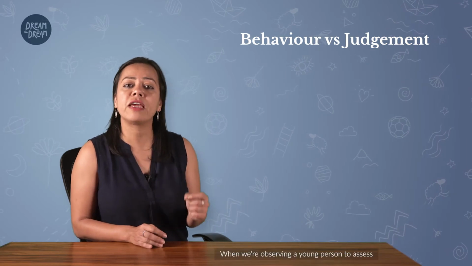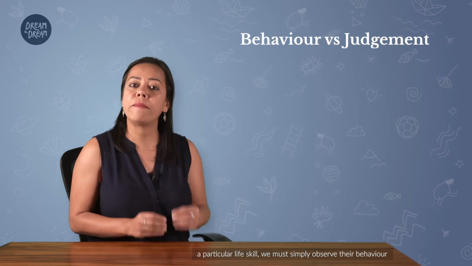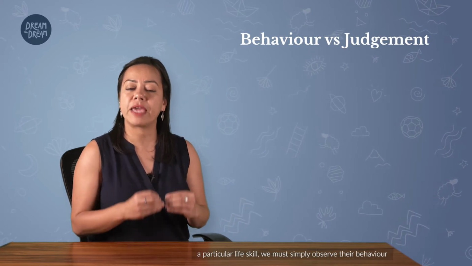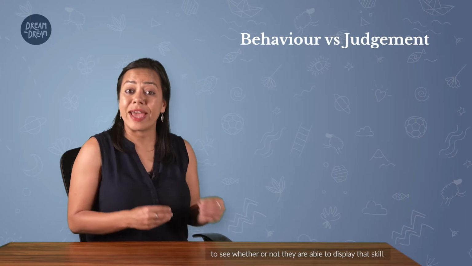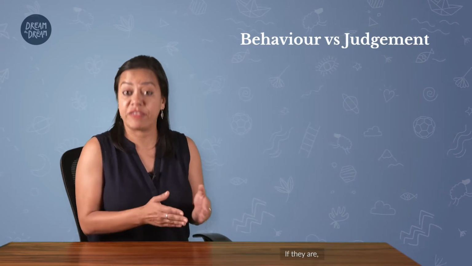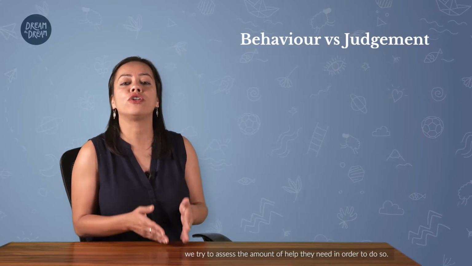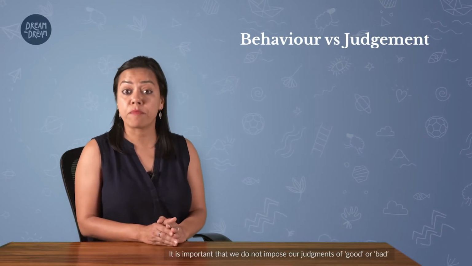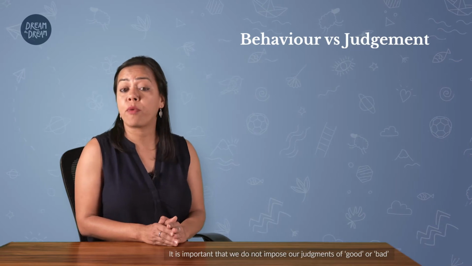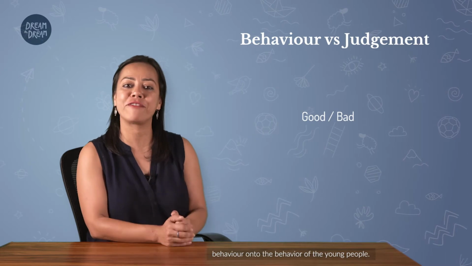When we are observing a young person to assess a particular life skill, we must simply observe their behavior to see whether or not they are able to display that skill. If they are, we try to assess the amount of help they need in order to do so. It is important that we do not impose our judgments of good or bad behavior onto the behavior of the young people.